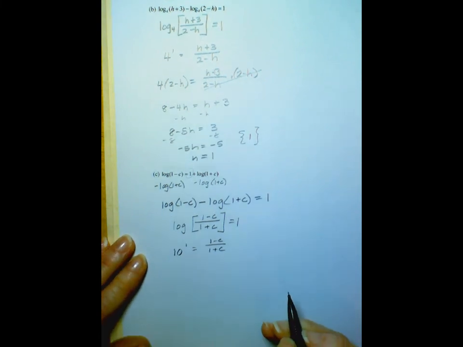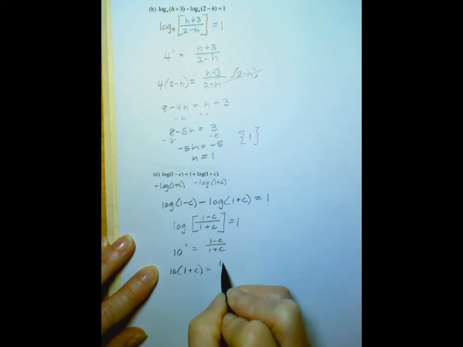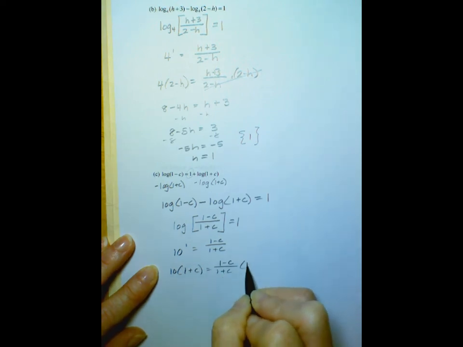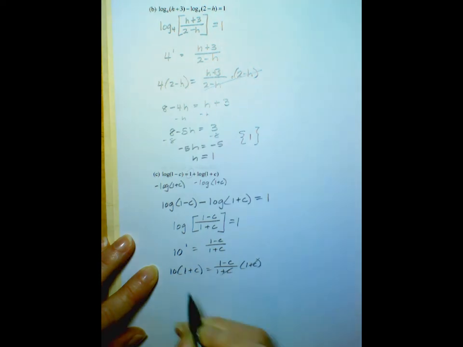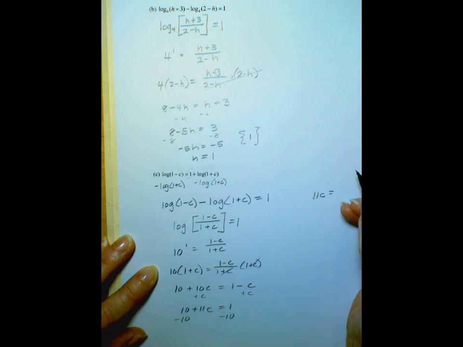Multiply both sides by 1 plus c, so that it cancels there. And we have 10 plus 10c equals 1 minus c. Add c. 10 plus 11c equals 1. Subtract 10. We get 11c equals what? Negative 9. So c equals negative 9 over 11.